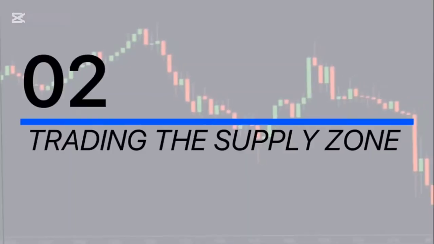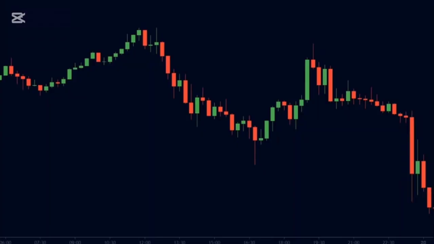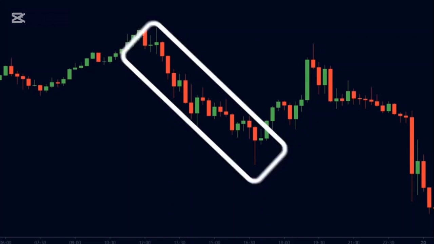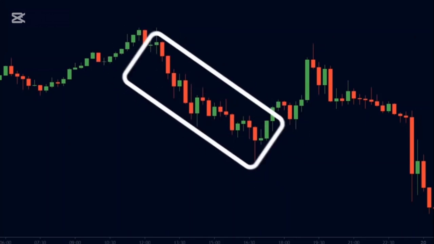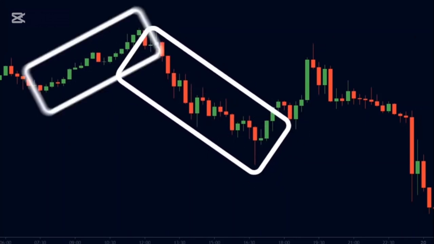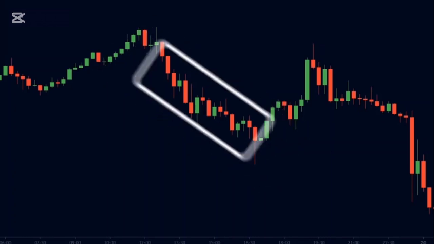Now, let us look at a sell trade on a supply zone. Here we can clearly identify a strong down move. The move was pretty steep and it made big red candles. Compare these red candles with the previous candles. We can clearly see that these candles were a lot bigger.